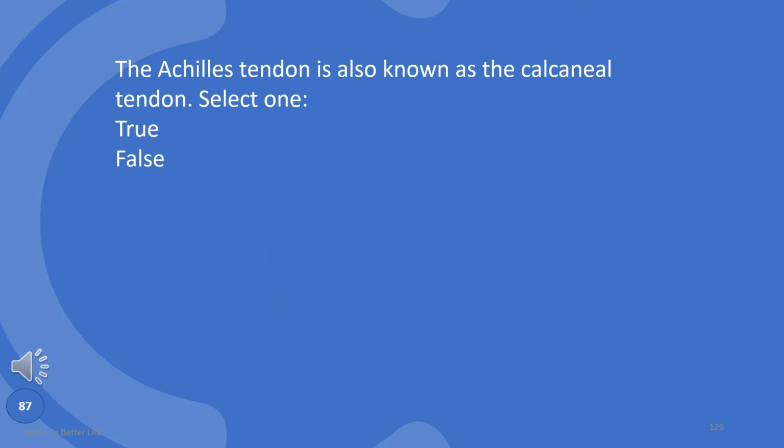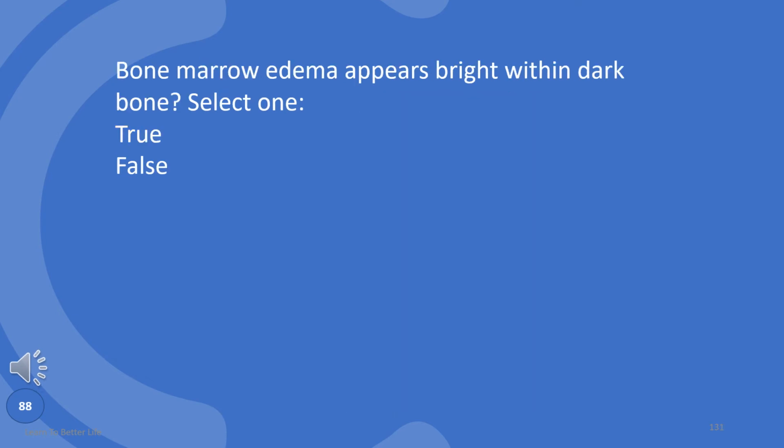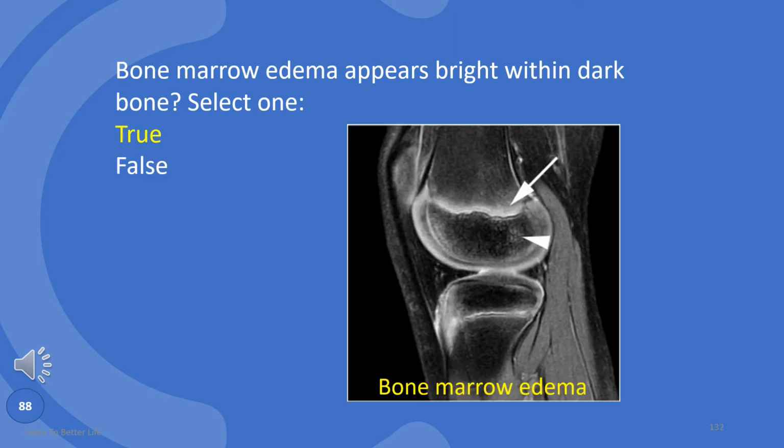True or false? The Achilles tendon is also known as the calcaneal tendon. True. Bone marrow edema appears bright within the dark bone. True or false? True again.